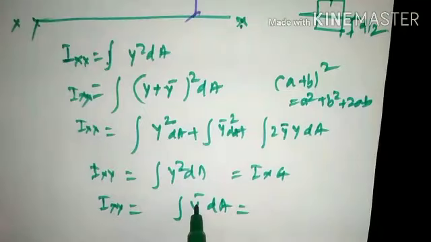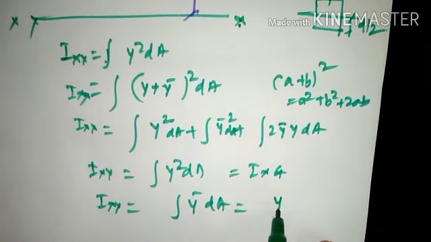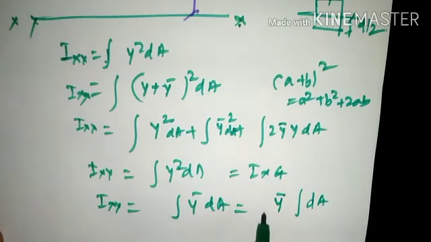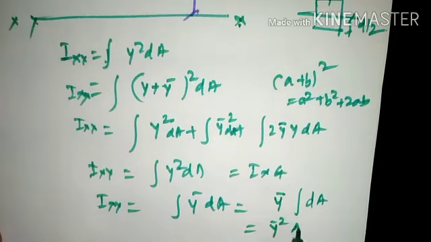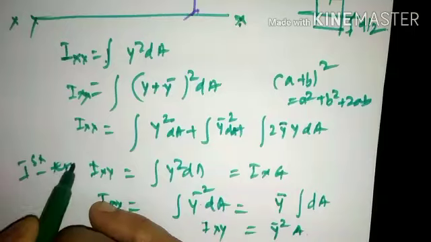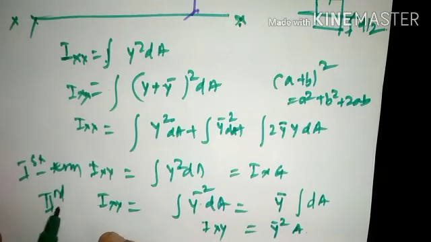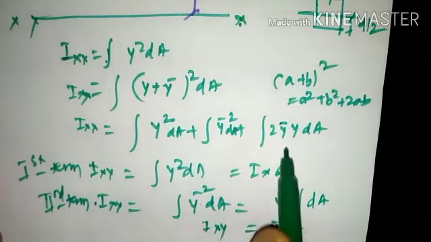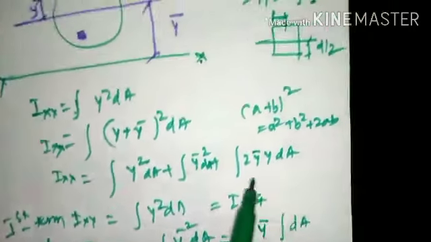So this y bar will remain constant irrespective of the type of area, and it will be integration dA. So this will be y bar square a, that is y bar square dA. So y bar square a is the second term. This was the first term, and this is the second term of the integration. Then coming on to the last integration term now.